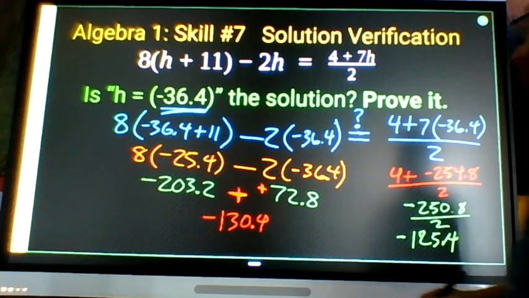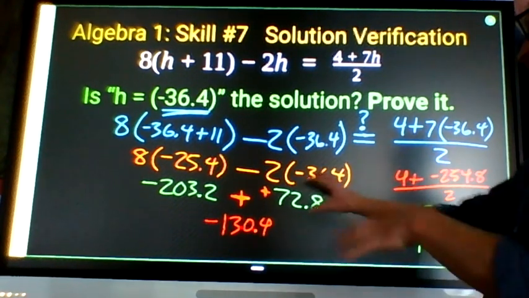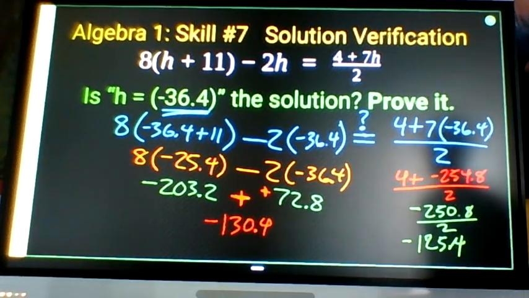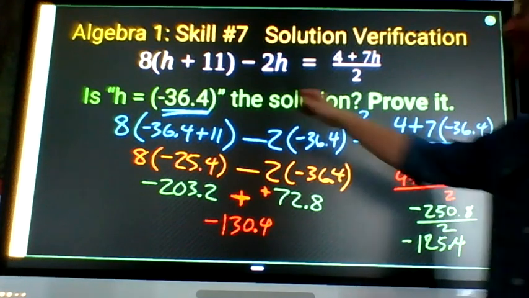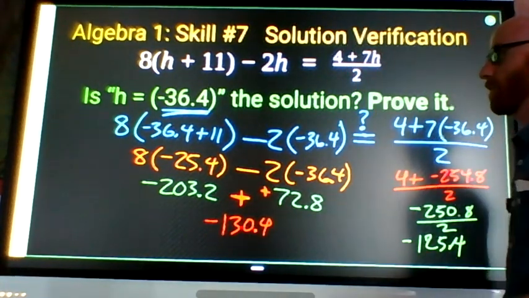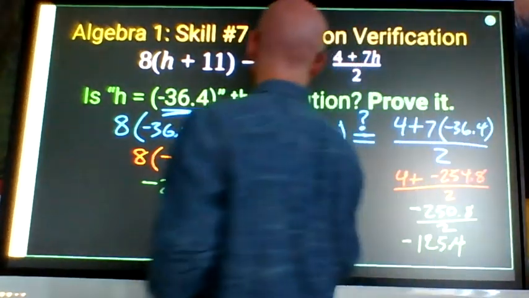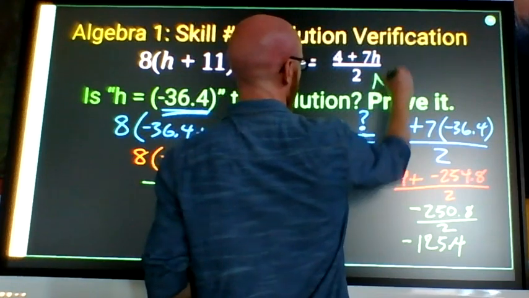Not equal to that. So once again, my two things do not match. That means that negative 36.4 is not a solution for this equation. No.